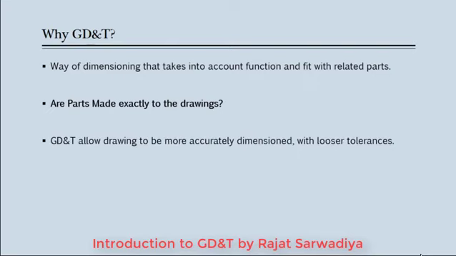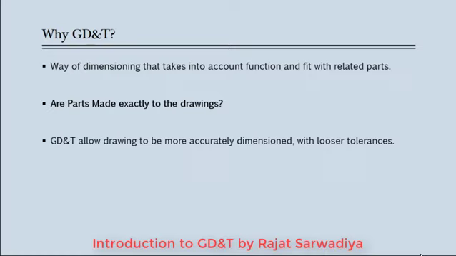GD&T also allows drawings to be more accurately dimensioned with looser tolerances. This method of tolerancing actually reduces the rejection of parts in the industries, and that rejection of parts is directly related to the cost of the product. So if this process is actually saving your cost, then definitely the industries will adopt it. Otherwise, they would not have adopted the methodology.